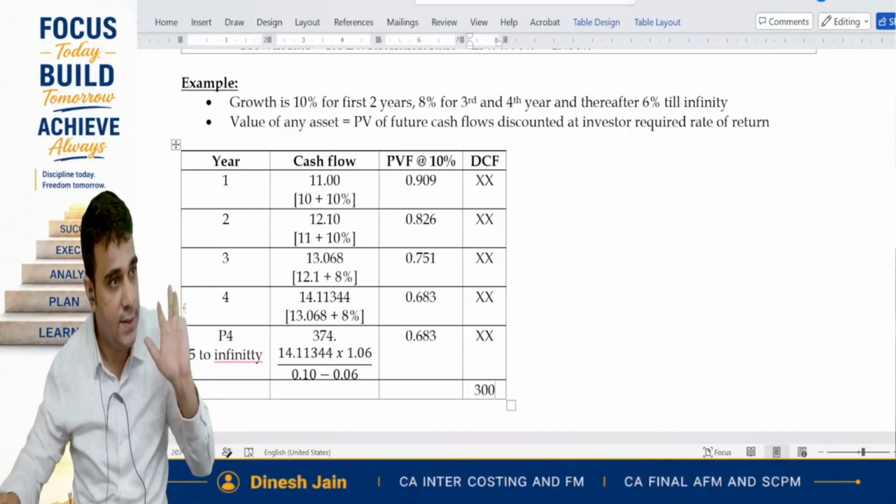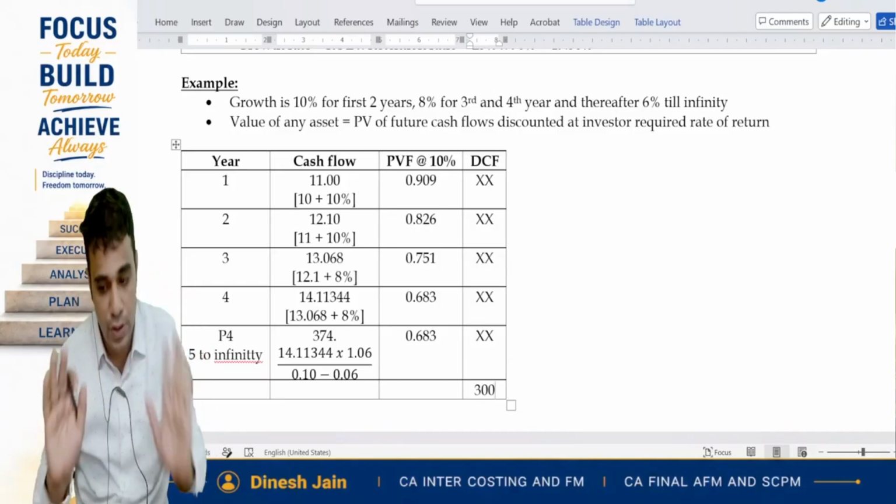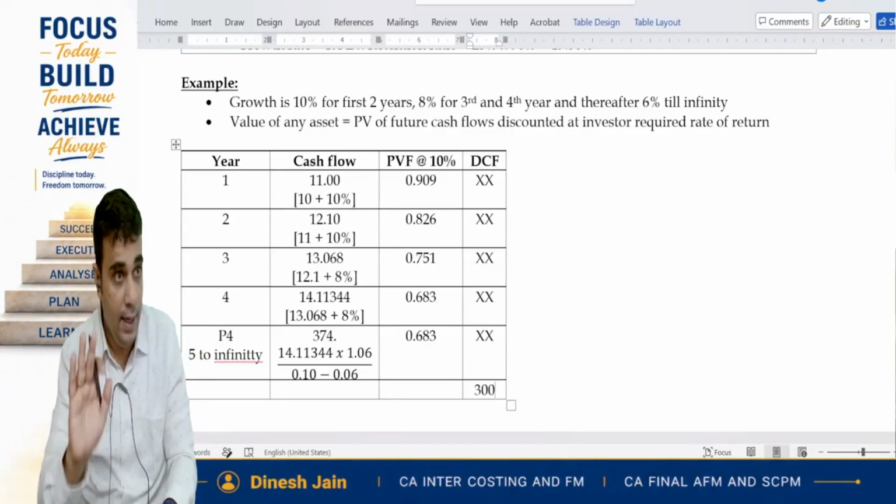Able to understand the concept first? Any doubts on this? I'll give you time before I come to problem. Any doubts on this?